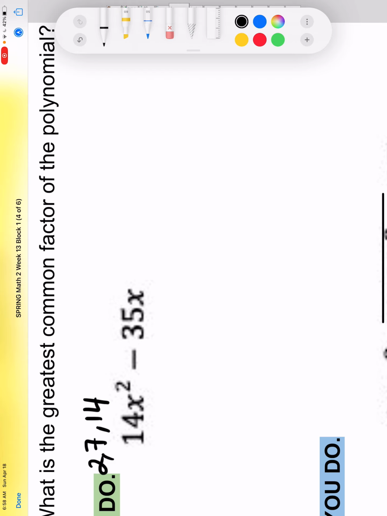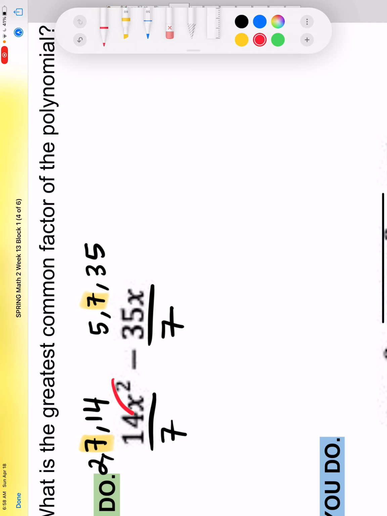For 35, I have 5, 7, and 35. Also, the number 1 goes into them, but we never want to pull that out as a greatest common factor. So these are the factors that we have. The greatest one that they have in common is 7. So I'm able to pull that out. So I'm going to go ahead and divide both of these by that GCF. So I'm going to divide them both by 7.